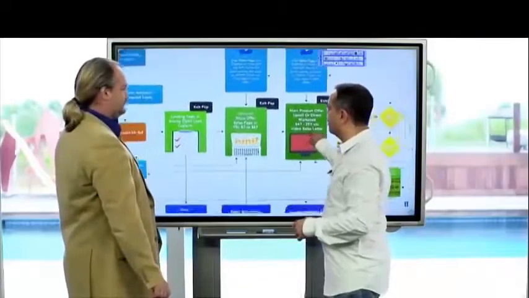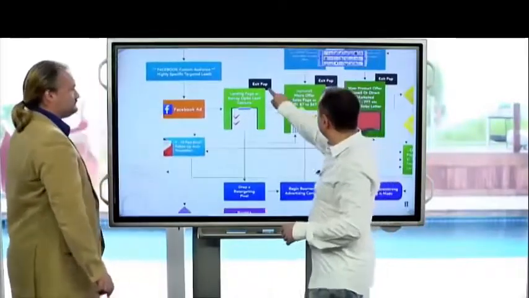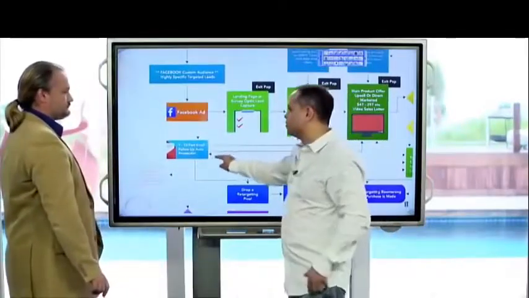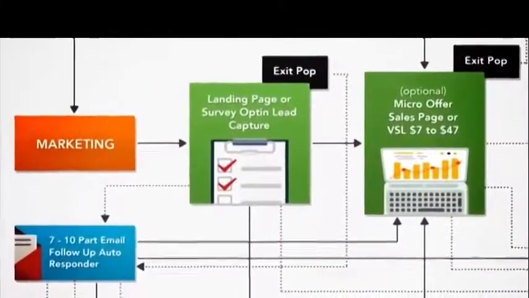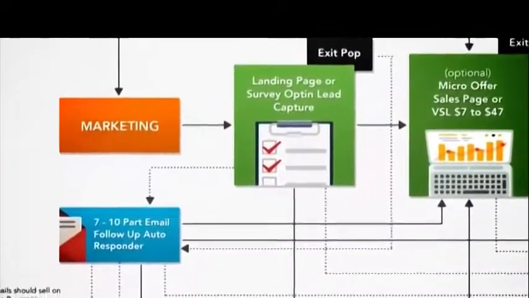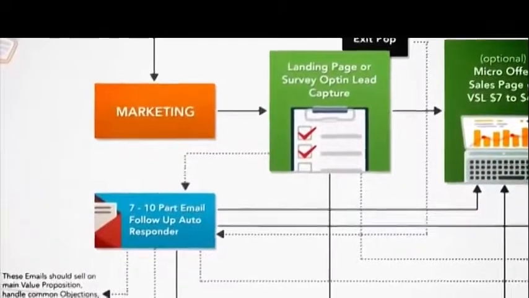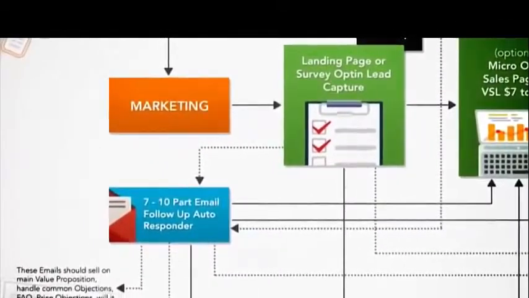And what we also have here, as we can see, is that this exit pop that captured the initial lead has a 7 to 10 part email follow-up autoresponder, and you can see what that says there, and Andy's going to go over some of the things that you want to focus on.